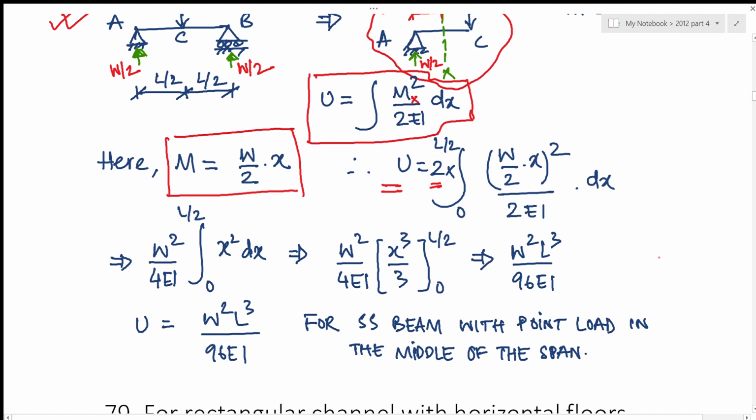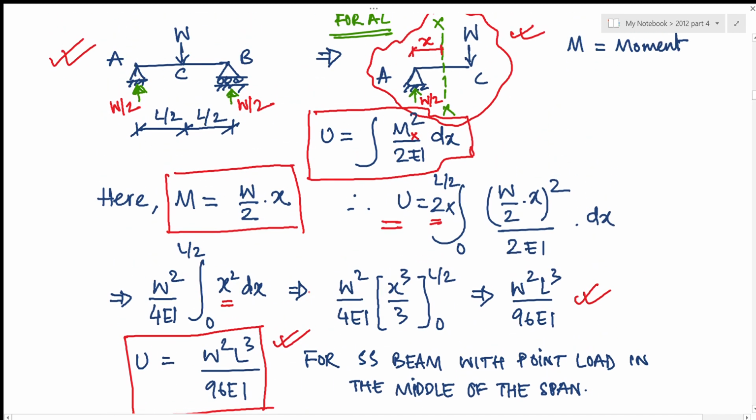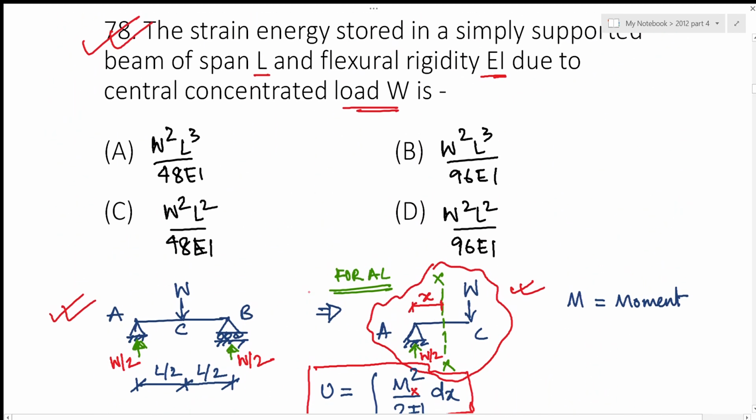Now just separate the constants and integrate x square. So just after integrating and putting the boundary conditions, you would get that the strain energy would come out to be W square L cube by 96 EI. So for a simply supported beam with point load in the middle portion, the strain energy is given by W square L cube by 96 EI. So the answer should be B.